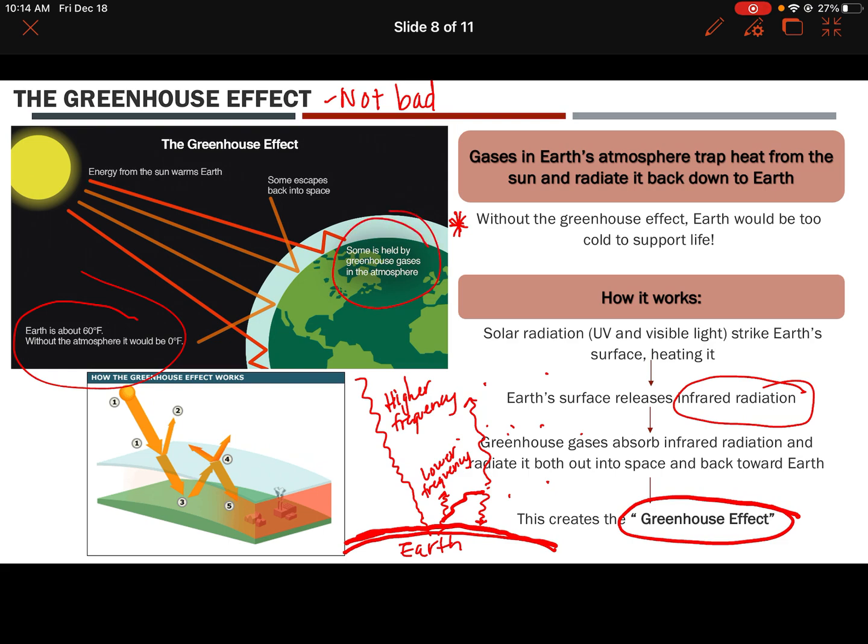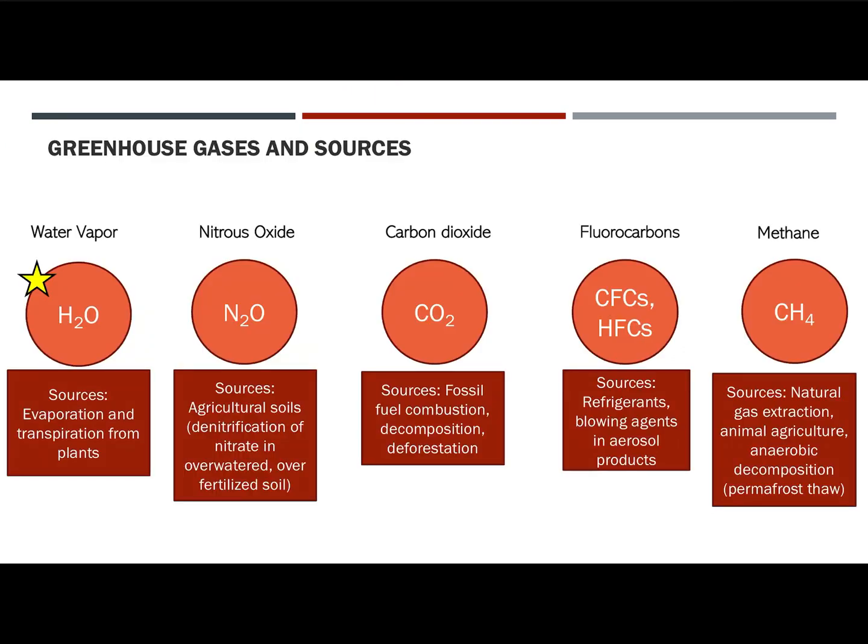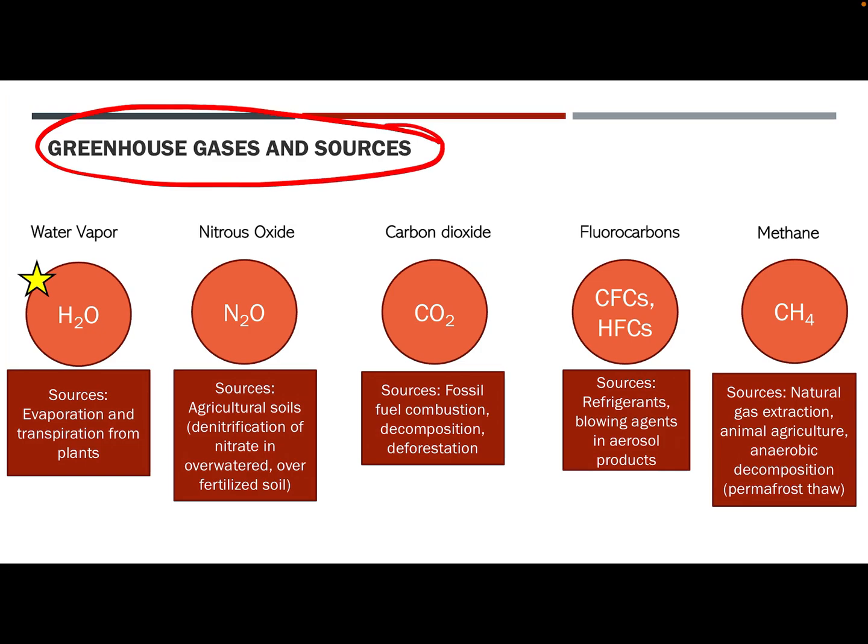So greenhouse gases hold the heat in the atmosphere. Think of it like a nice sweater holding heat in against the Earth. What the problem is when we meet our friends, the greenhouse gases, when there's too many of them.